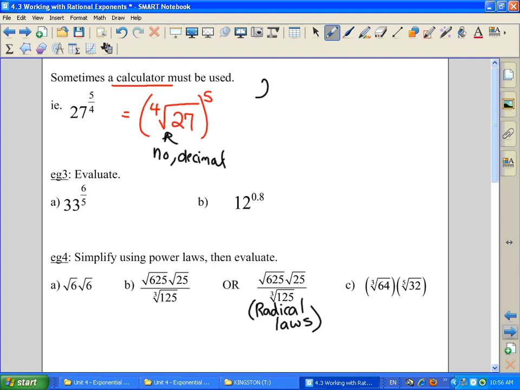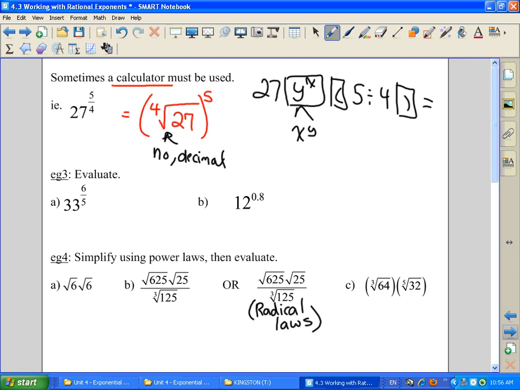Or you could put it all in power form. So you could say 27, and then your y to the x, or hat button, or x to the y, whatever button you have. And then put opening bracket. So you have opening bracket, and then go 5 divided by 4. Closing bracket equals, okay, or you could do it in 2 steps. It's up to you. And let's just round it to 2 decimal places. So it's going to be 61.55 approximately.